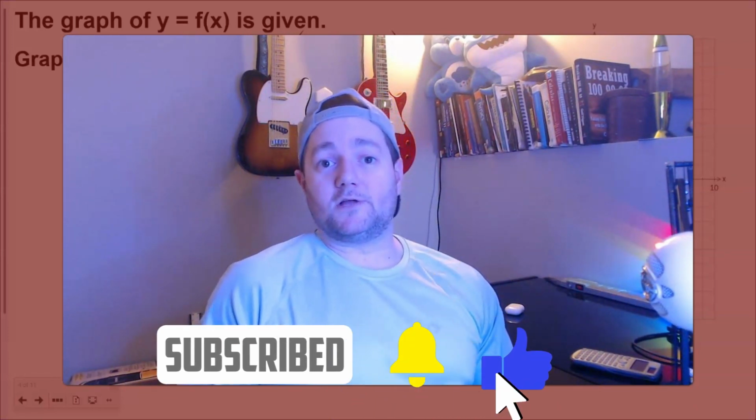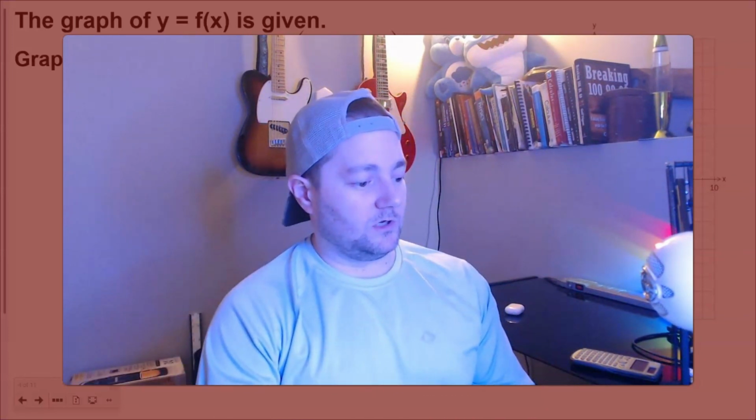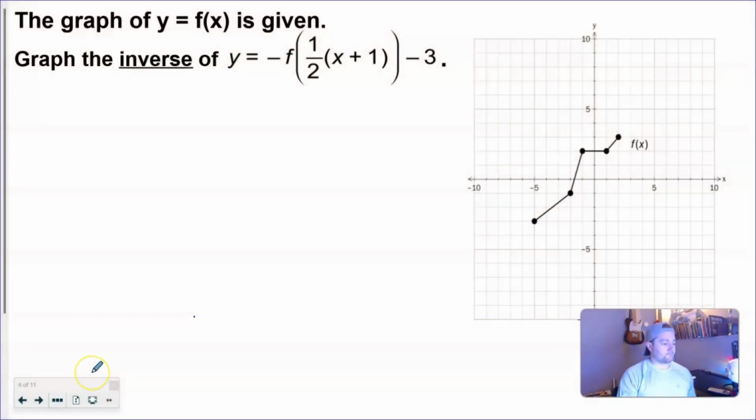And without further ado, let's jump right into the screen. All right, so we've got a graph of f of x given here, and then we've got a transformational form given to us. We're asked to graph the inverse of this transformational form. Really, graphing the inverse and graphing the transformations are very similar. It's like 95% the same with one extra step for graphing the inverse. That's it. So this is how I do it.